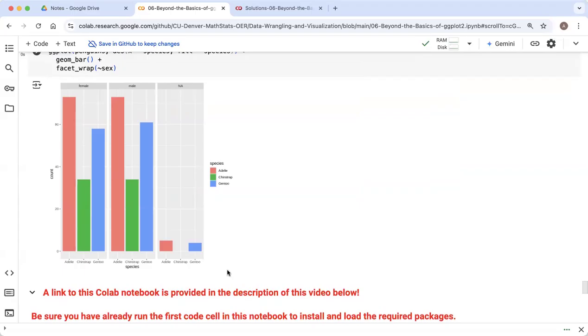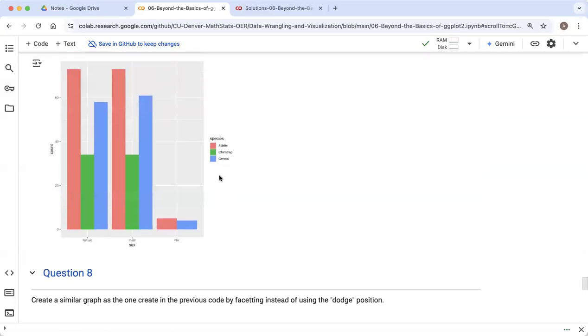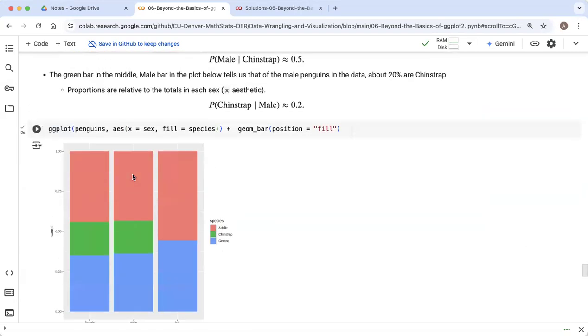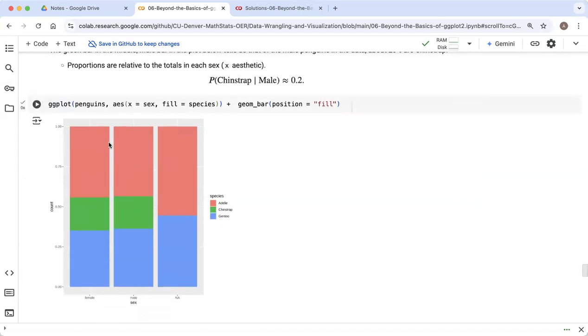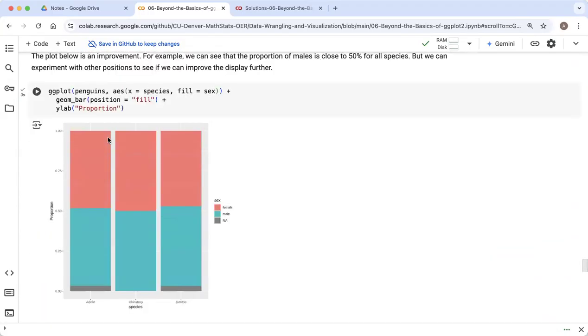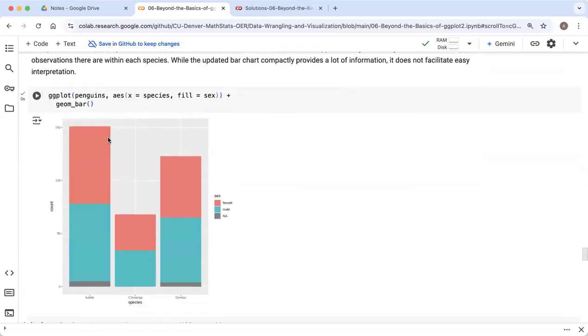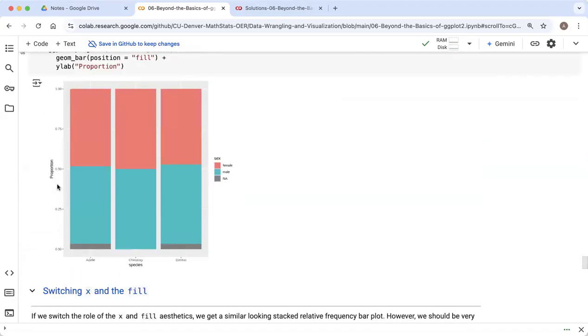There were three species in the Penguins data frame. There were three sexes in the data frame. We had male, female, and there was an NA sex because there were some observations where the penguin didn't have any sex encoded. And we talked about what it looks like when we have a Dodge position for a bar plot. We can also set the position to fill, which creates a stacked relative frequency bar plot. And we can set the position to the default, which is stack, which creates a stacked bar plot where we have counts on the vertical axis.